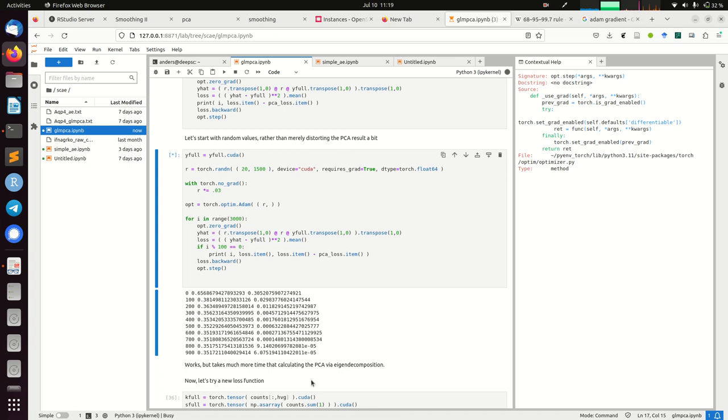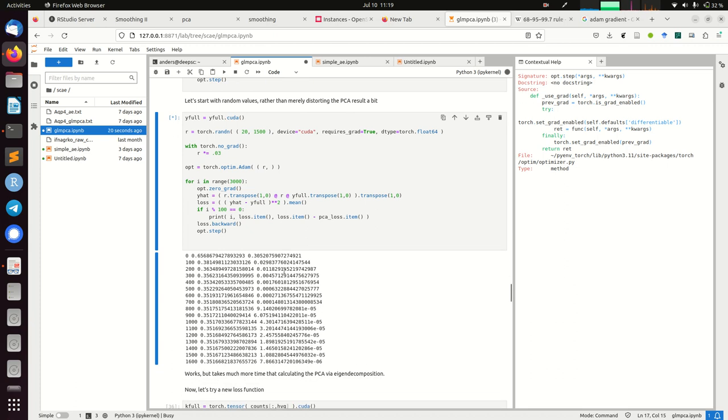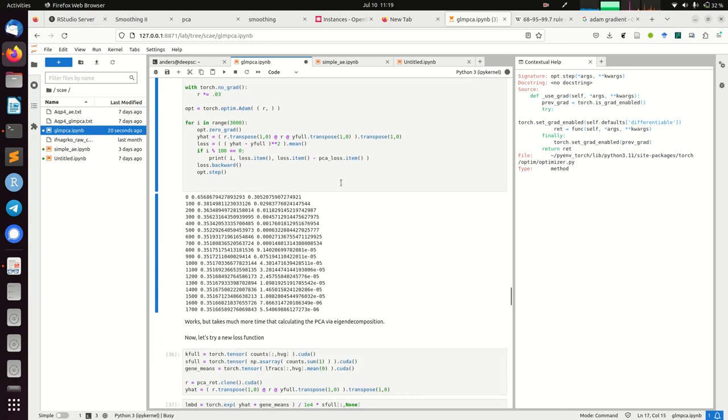So actually, we managed to get back to the result of a PCA starting from random numbers, just using gradient descent. The rotation matrix now works as well as the original matrix. Whether it's still an orthonormal matrix is questionable. But it does the job of reconstruction and denoising the data as well as the PCA does.